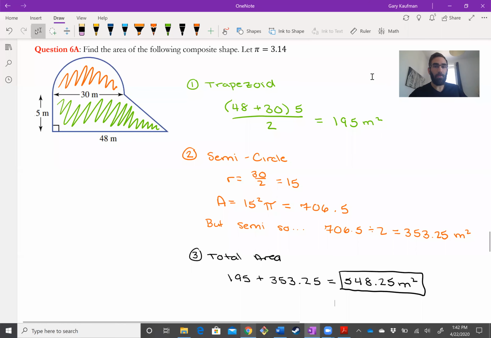Here is the work for this one. We have a trapezoid and a semicircle. So again, I color coded it, trapezoid in green, semicircle. Don't forget to divide by 2. We don't want a full circle. And I also divided the diameter by 2 as well. So I had to do 2 divisions by 2, and I found my total area.